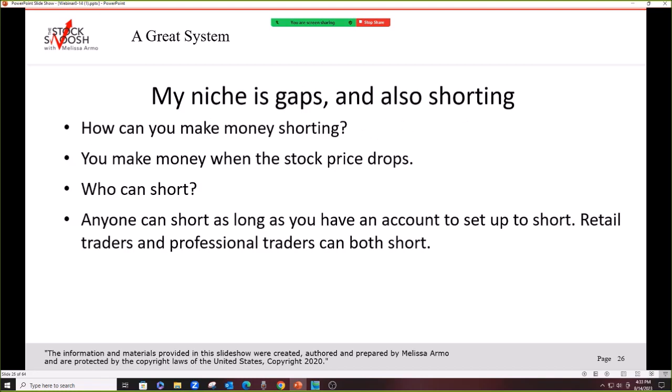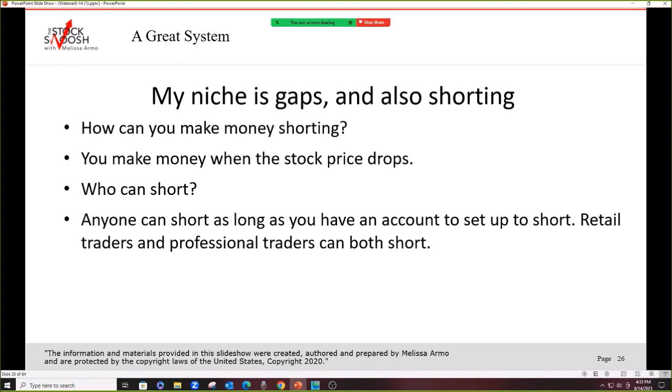Any questions here as I'm going along? Anyway, my niche is gaps and also shorting. So I'm hoping that HD is a good gap down, but I don't know. I might go long it tomorrow if it's a good gap up. We'll see, but I would prefer to short because I do prefer to short. So how can you make money shorting? You make money when the stock price drops. If something doesn't fall, you're not going to make any money if you're short it. In fact, you'll lose. So it has to go down.